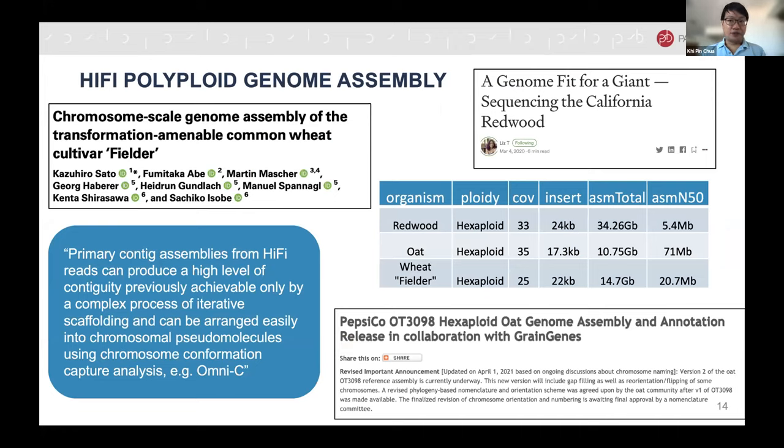HiFi can be used for polyploid genome assembly as well. For example, recently there is a new paper published on assembling a common wheat cultivar. This is a hexaploid genome, which is extremely huge, at about 15 to 16 gigabase pairs. In this paper, HiFi reads were used to generate a hexaploid genome with just 25-fold coverage, and the assembly N50 reached 20.7 megabase pairs. This was really amazing and is traditionally probably unattainable without HiFi reads.